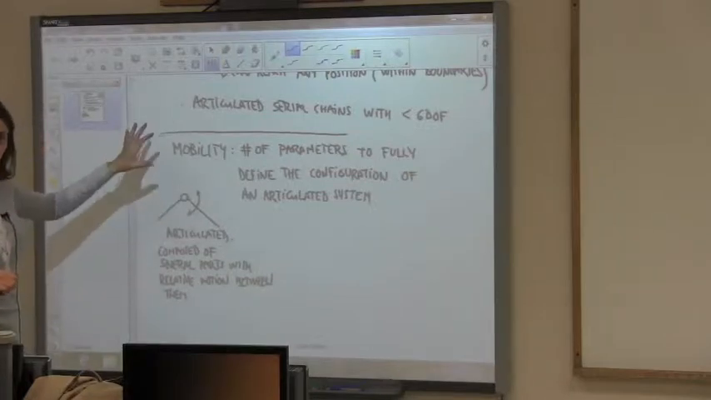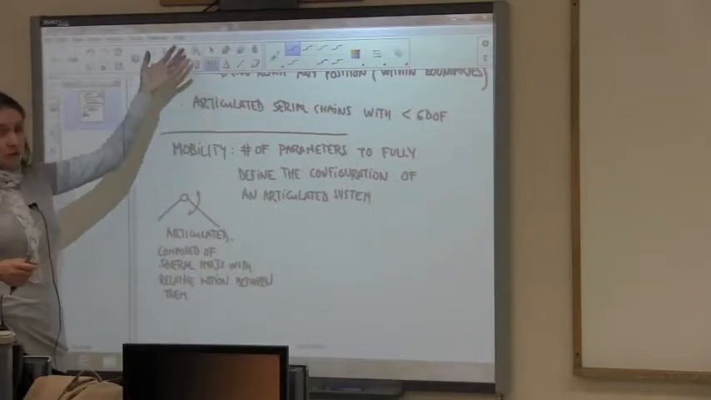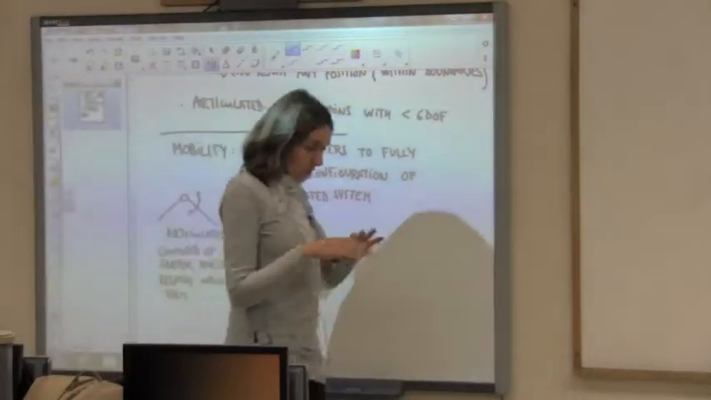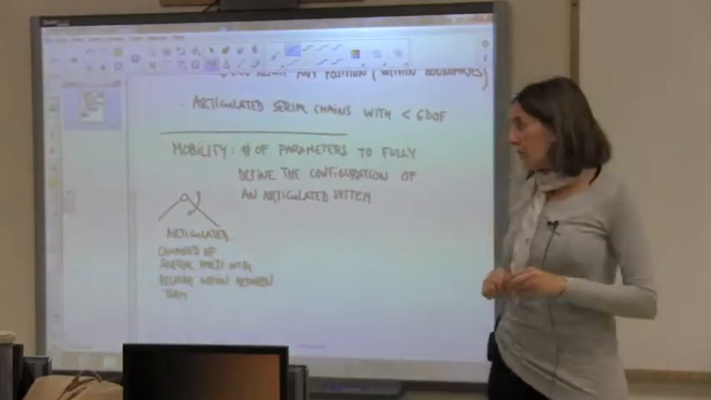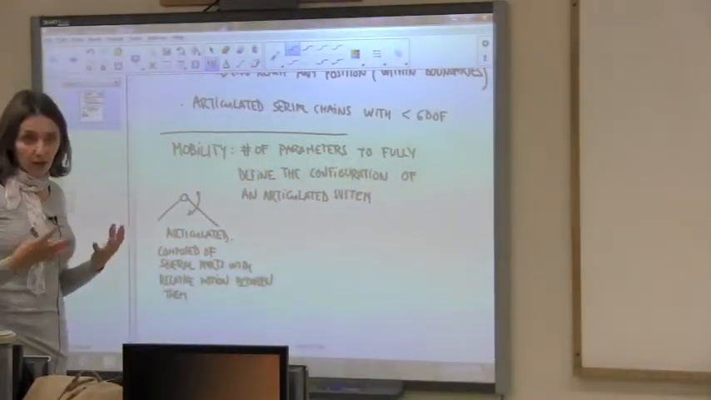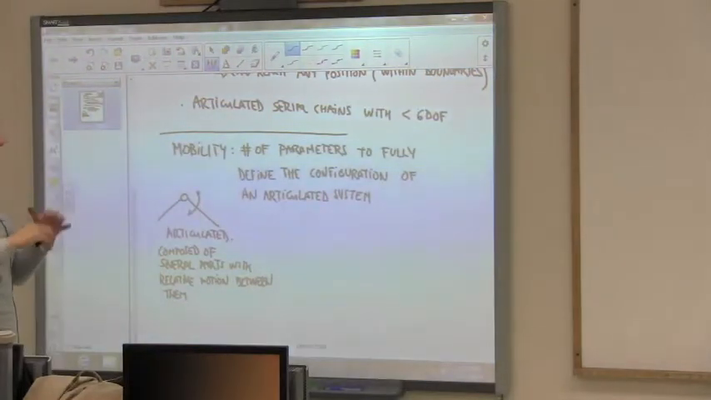So there are formulas to compute the mobility, and that's important because that's the first thing that you can say about your system that you are trying to define: how many joint variables would define a configuration for this whole system.